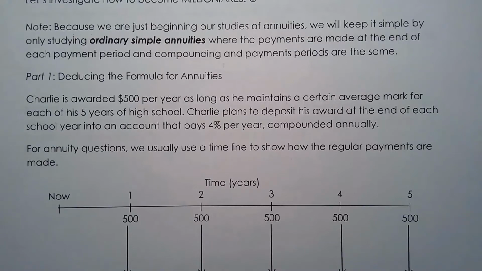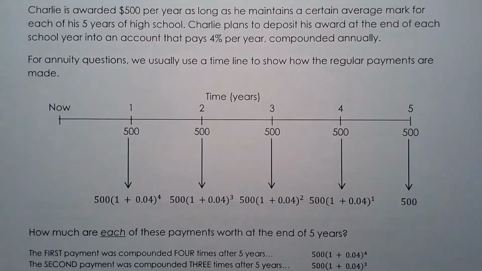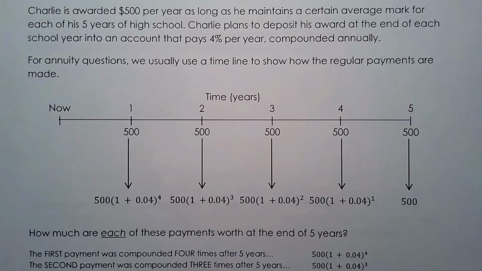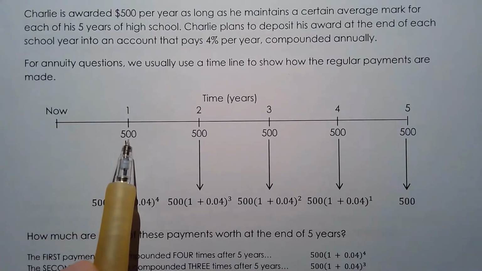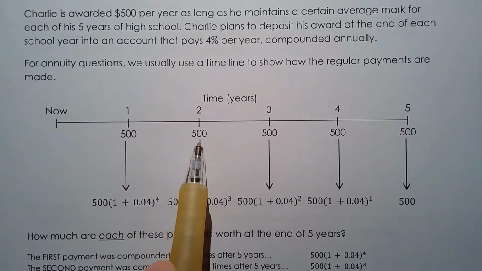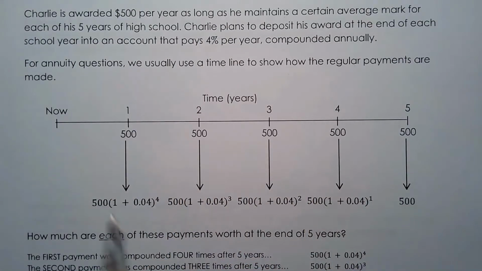So we have a beautiful diagram here. It's called a timeline that shows you how the money is being invested. Okay, so after 1 year of high school, it gets $500, another $500, another $500, another $500, another $500. So at the end of 5 years, how much money does Charlie have? Now, most students will say at the end of 5 years, Charlie has $2,500.